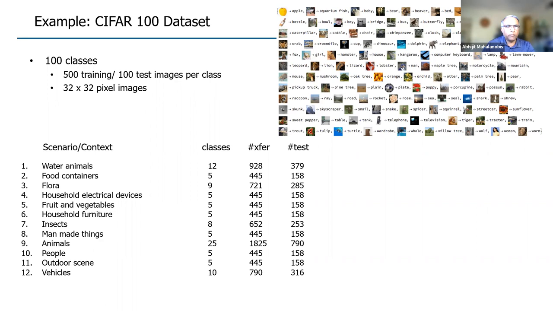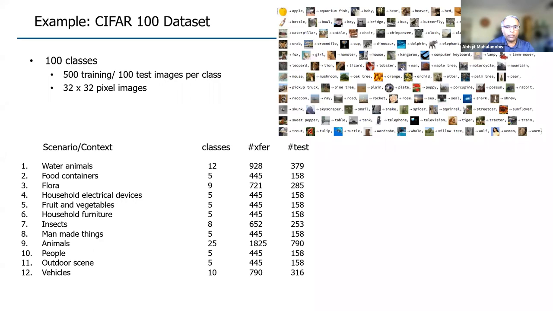But here, for CIFAR 100, it's possible to divide the data set into these, let's call them contexts, or these groups, which are sort of possible scenarios in which a classifier could be deployed. So we'll be referring to these 12 categories, or these 12 contexts, or these 12 scenarios, if you will. And say, for instance, in this group called water animals, there are 12 classes of the CIFAR database. Food containers contains 5, and so on and so forth, right?